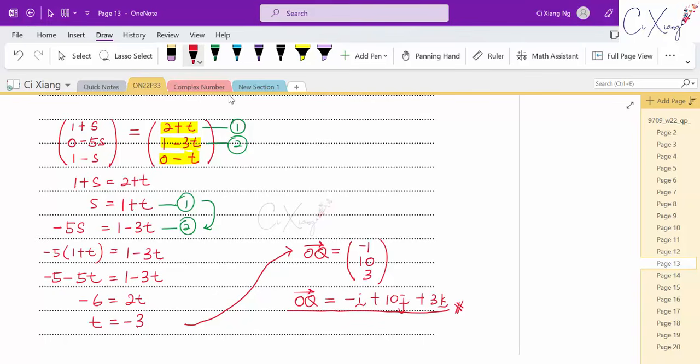Okay, so you can see that we are trying to solve the simultaneous equations for the vector equations, to get the intersection point for these two lines.